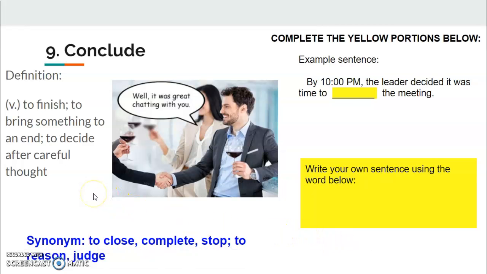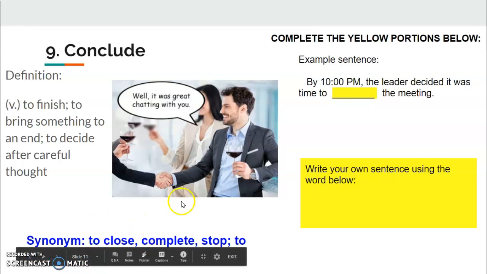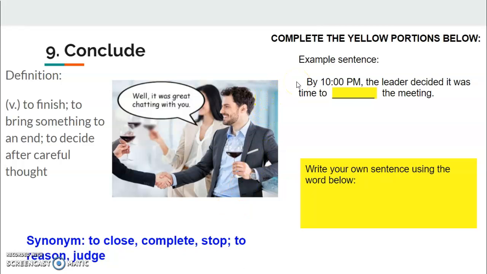Number 9, conclude. Conclude is a verb. So if you conclude something, you're finishing it. You're bringing it to an end. You're wrapping it up. You're deciding after careful thought. So you can look at this picture, they're concluding their conversation. Well, it was great chatting with you, okay, and they're shaking hands. So their conversation's about to conclude. So synonyms, we have close, complete, stop. So our sentence: by 10 o'clock p.m., the leader decided it was time to conclude the meeting.